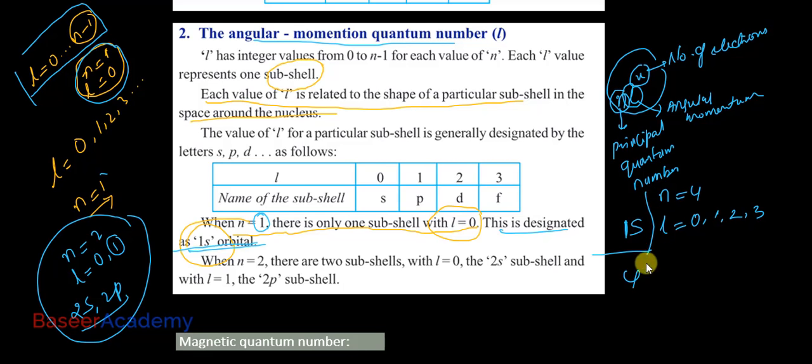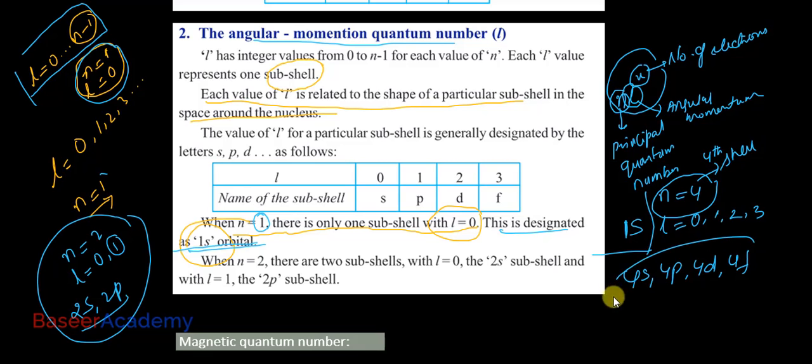First I'm going to write the n value, right? The n value is 4. So 4 I have written. And then I have to write n and L here. L value is 0. 0 means it is s orbital. So 4s. In the same way, 1 means p, 4p. 2 means d, 4d. 3 means f, 4f. So the fourth orbit, also known as the shell, has 4 subshells.